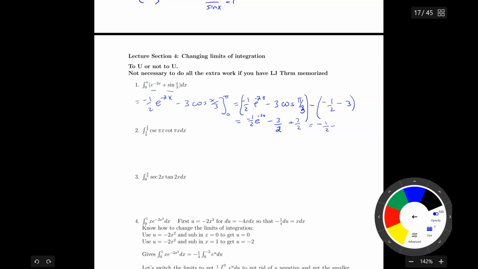So just clean it up a little bit, e to the negative 2 pi, and then plus 4/2 or just plus 2. Turned out to be kind of nice. All right, so here we go.